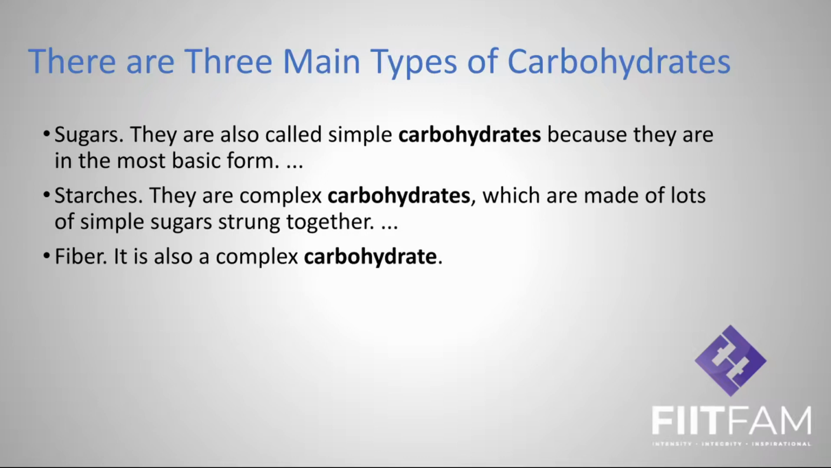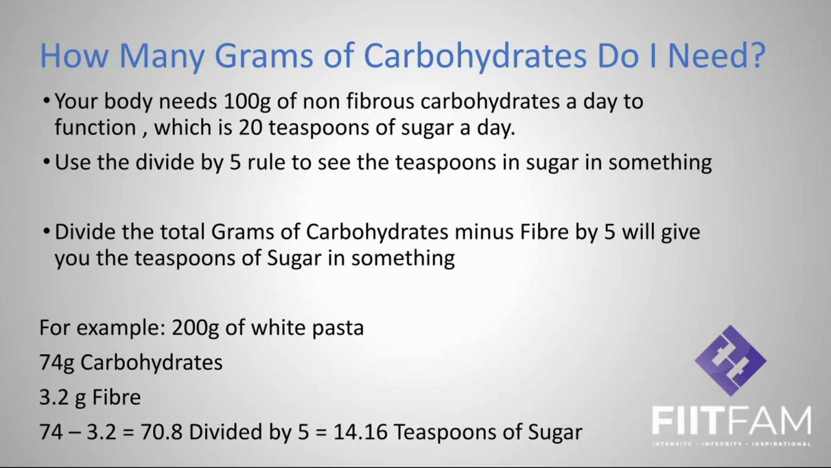How many grams of carbohydrates do I need? Your body needs 100 grams of non-fibrous carbohydrates a day to function, which is 20 teaspoons of sugar a day. Use the divide by 5 rule to see the teaspoons of sugar in something. Divide the total grams of carbohydrate minus fibre by 5 and that will give you the teaspoons of sugar in something.